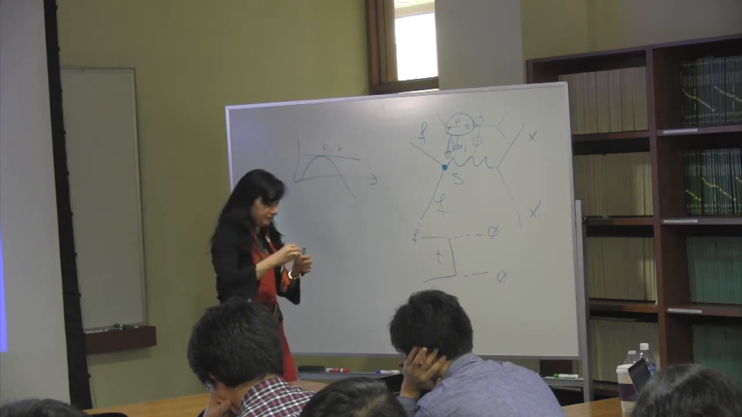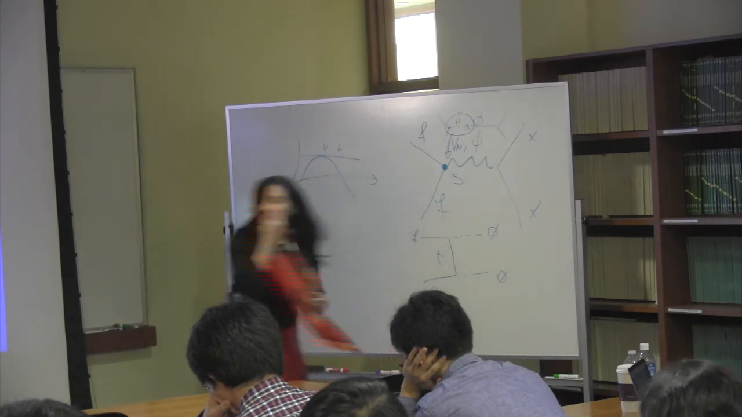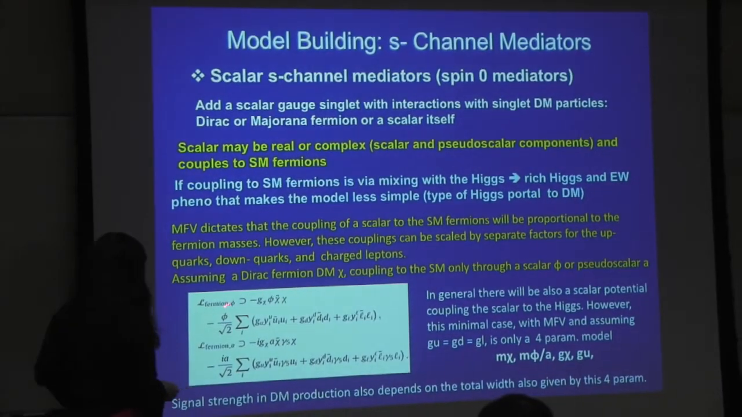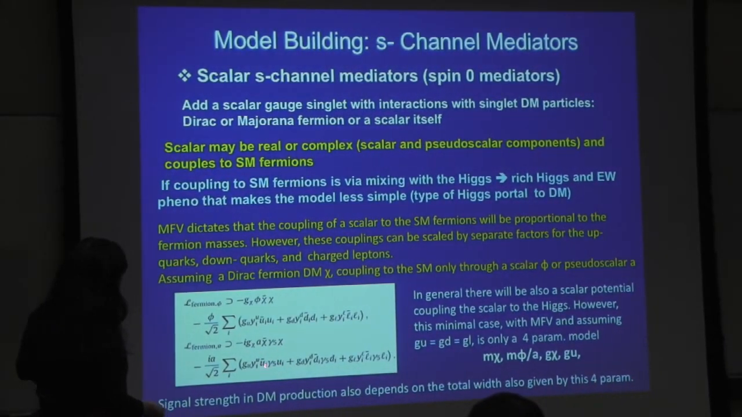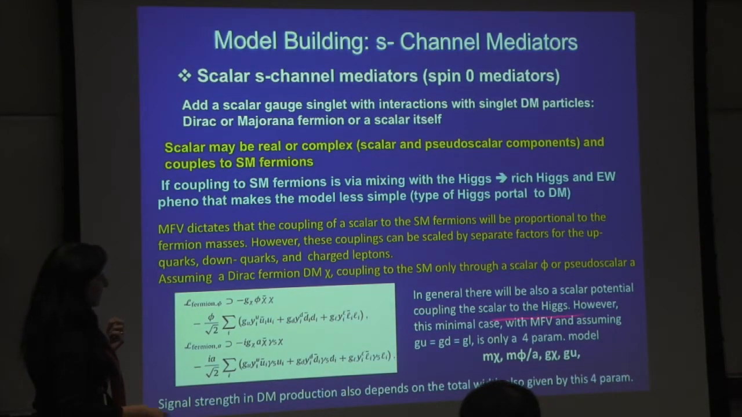So this is an example, and you can have, as I said, a scalar, or you can have a pseudoscalar if you populate with gamma 5s, okay? And as I said, in general there would be a scalar potential coupling this scalar to the Higgs, and one can go into that, and I will go into that in a second.